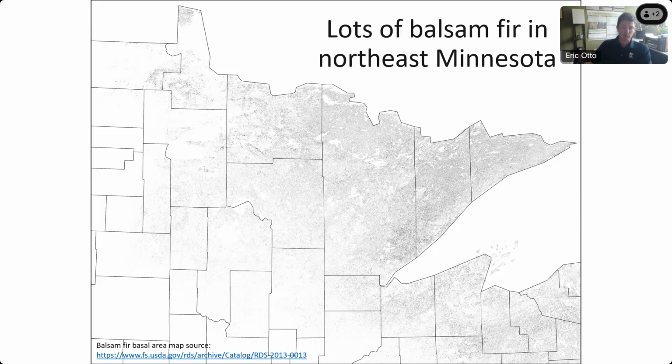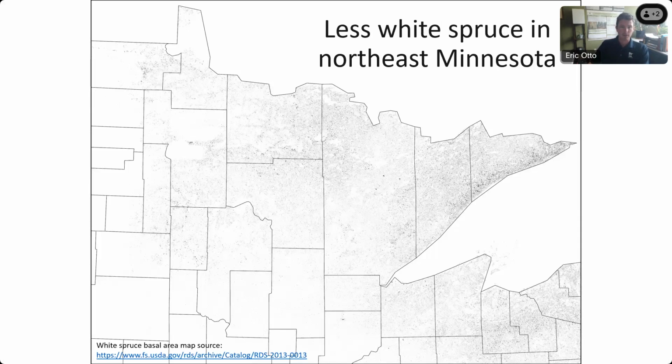So you can see there's quite a bit of it in northeast Minnesota, and the darker areas are where you'd be more likely to find balsam fir. This is the same type of map, a basal area map of white spruce, and you can see it's pretty abundant, but a little less so than balsam fir. So our spruce fir forest in Minnesota, we have quite a bit of it, especially in that Arrowhead region, or St. Louis, Lake, Cook counties, northern Itasca, and then Koochiching County.